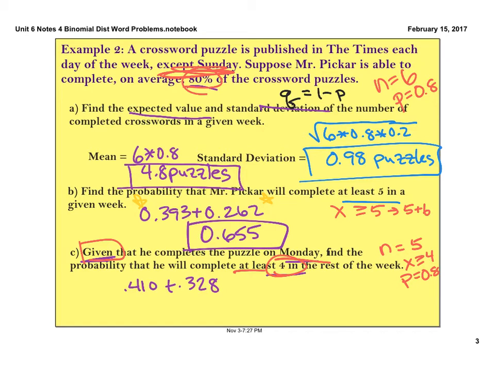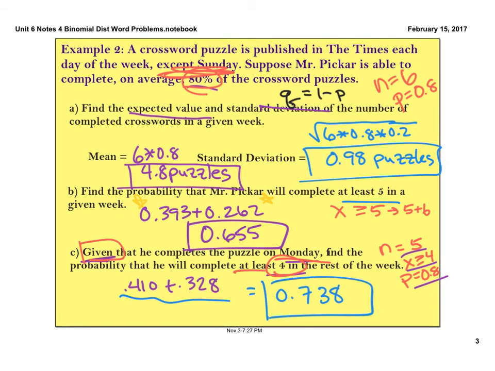And again, bust out your chart with me if you don't have it and make sure that you're seeing what I'm seeing. Go ahead and look for that. I'm looking at the 5 box, the 0.8 column, and then I want x is greater than or equal to 4, which means I'm looking at 4 and 5 together. When I add these two, I add the 0.410 and the 0.328, I get 0.738.